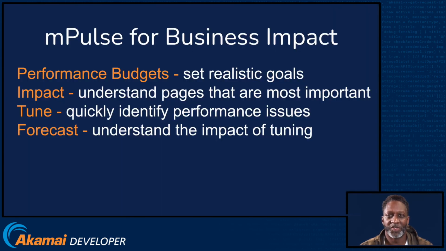In summary, one of the most important capabilities of mPulse is its ability to correlate performance data to business metrics, clearly showing the relationship between the two. This allows us to set realistic performance goals that maximize business outcomes, understand the pages whose performance will most impact our goals, quickly identify the page structure and resources that contribute to poor performance, and forecast the impact of tuning on business outcomes before committing man-hours of development time.